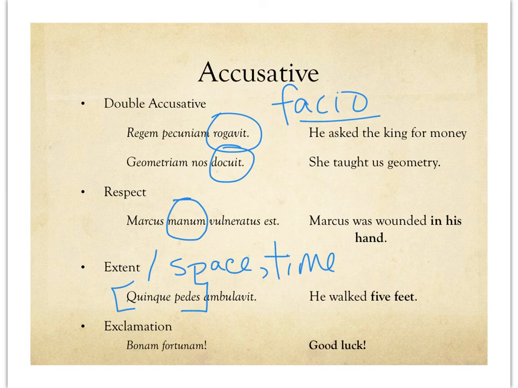And then finally, if you're going to exclaim something, you do it in the accusative. So if you want to say good luck, bonum fortunam, you don't say it in the nominative, you say it in the accusative. This is a direct object. You're saying something like opto, I wish, bonum fortunam. And so all exclamations tend to be in the accusative.